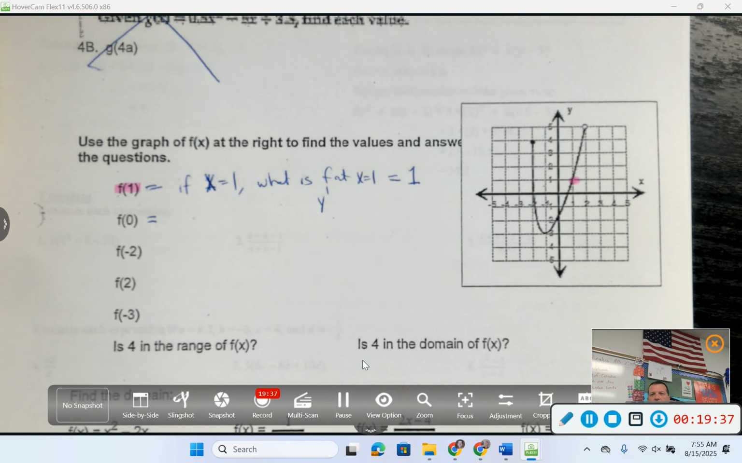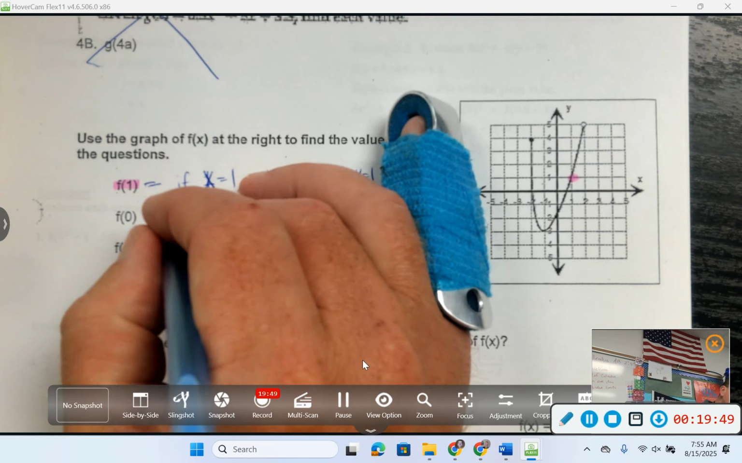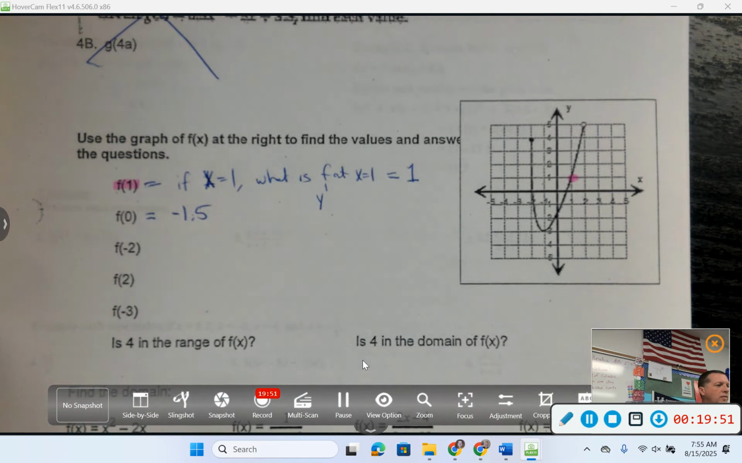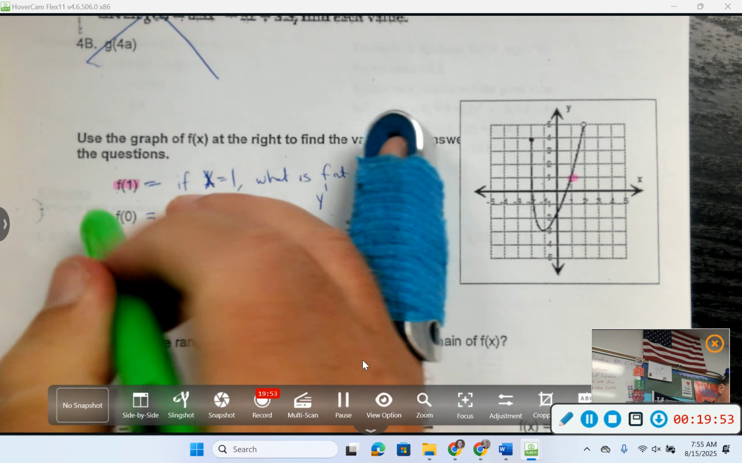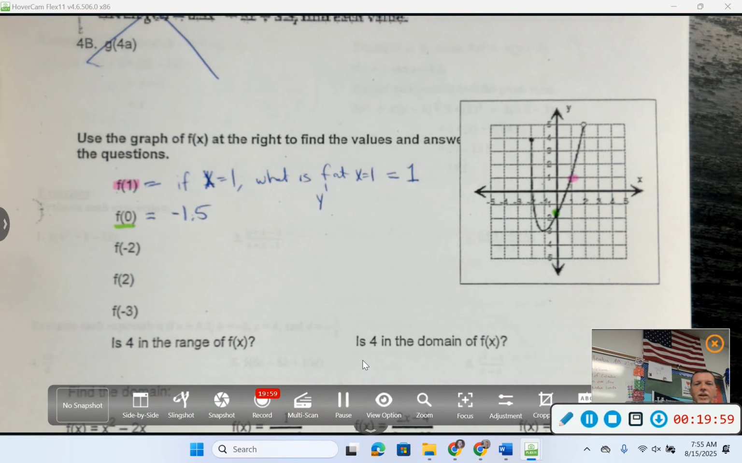How about f of 0? It doesn't land at a nice spot, but Max, what do you think f of 0 is? That would work. -1.5. Again, if you looked at that and said that it was 1.6 or 1.7, that would be fine too.